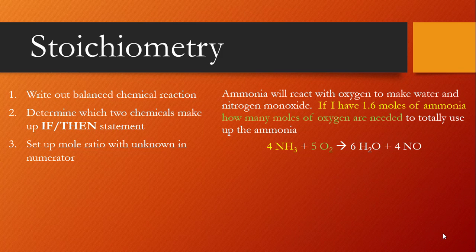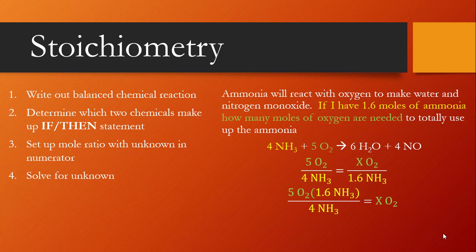I'm comparing oxygen and ammonia, so this would be the ratio based on the coefficients. I set up the equivalent statement using the given data. Now I'm just going to simply solve for the unknown. I'm going to cross multiply and divide, and when I do that, I get 2 moles of oxygen is required if I have 1.6 moles of ammonia.